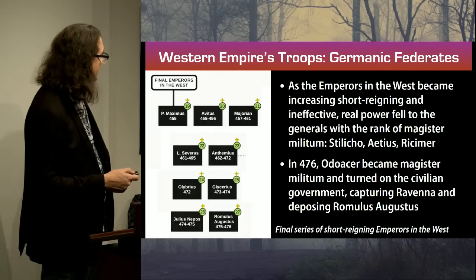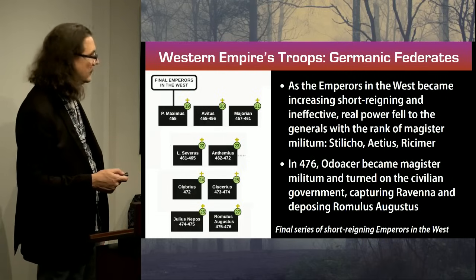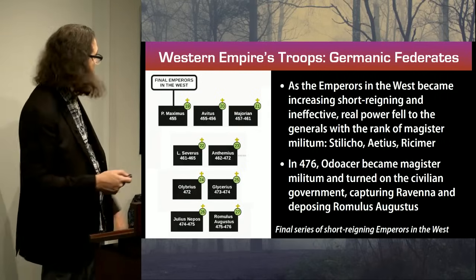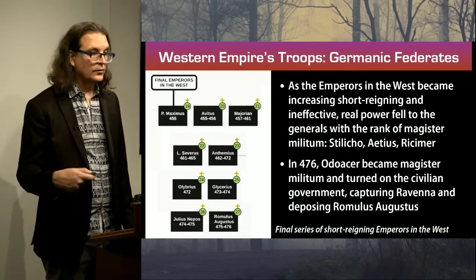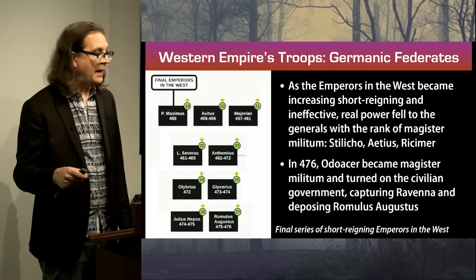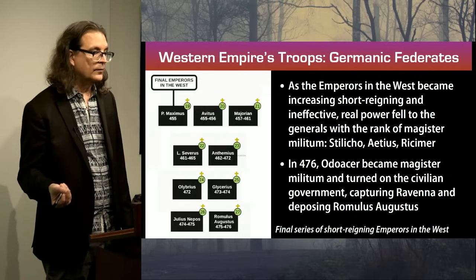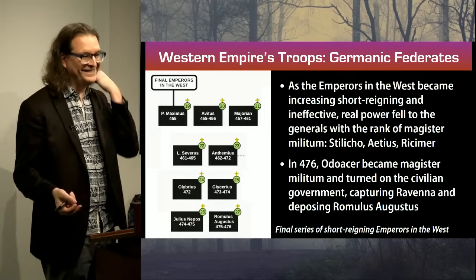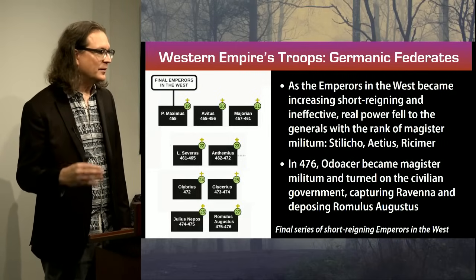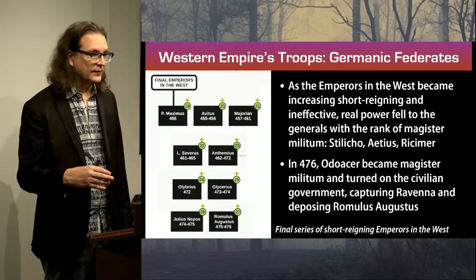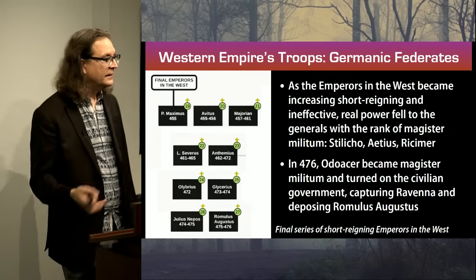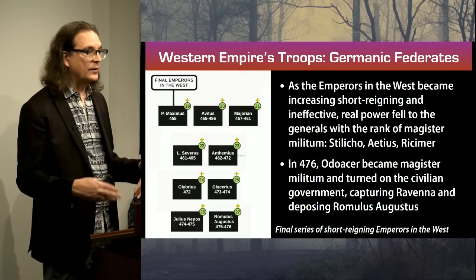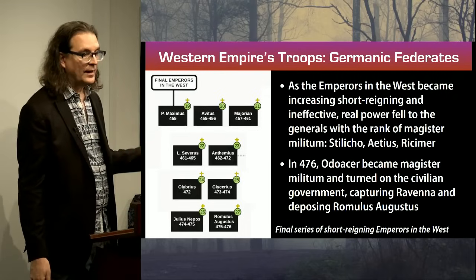becomes Magister Militum, and he turns on the civilian government. So he goes with the army, he captures the city of Ravenna, and he captures Romulus Augustulus, who he gets to agree to abdicate and is dethroned. The guy is actually very luckily not killed. Generally speaking, you do, but he gets sent off to Campania where he can live in a villa for the rest of his life with a nice pension. So sometimes that happens.